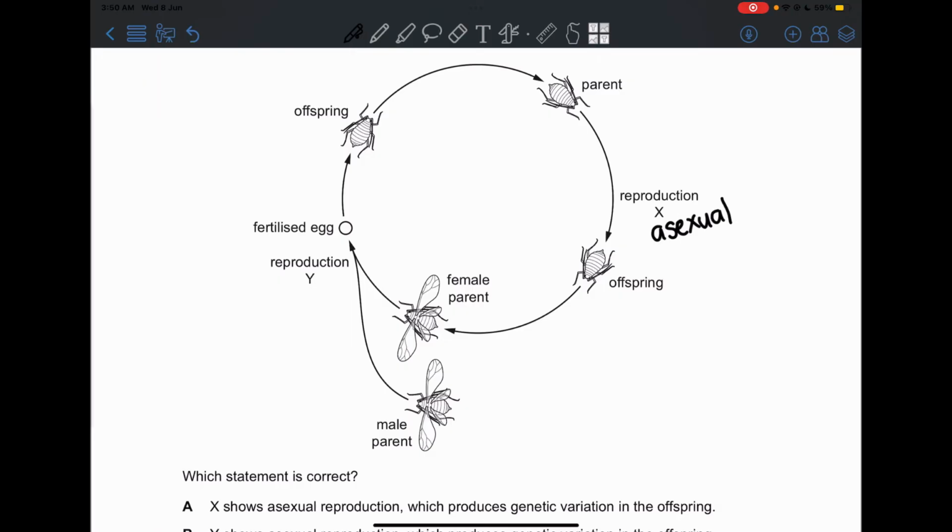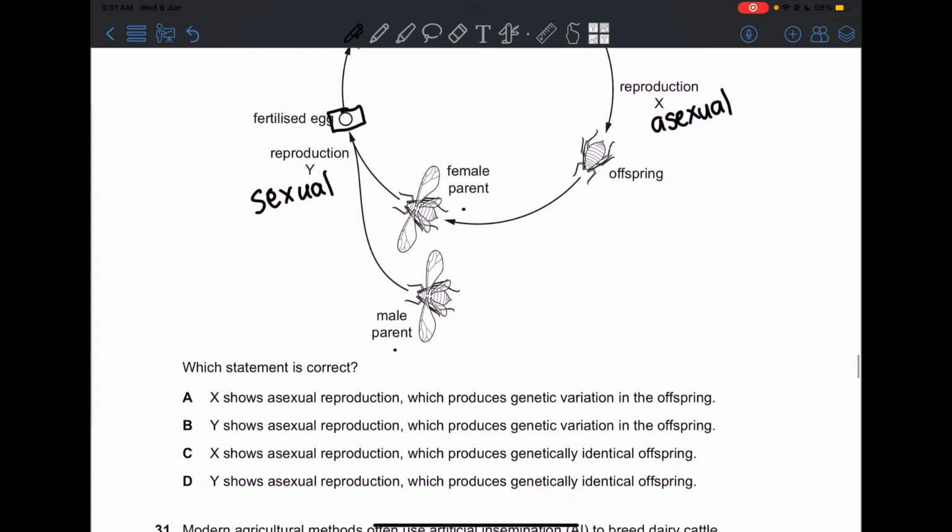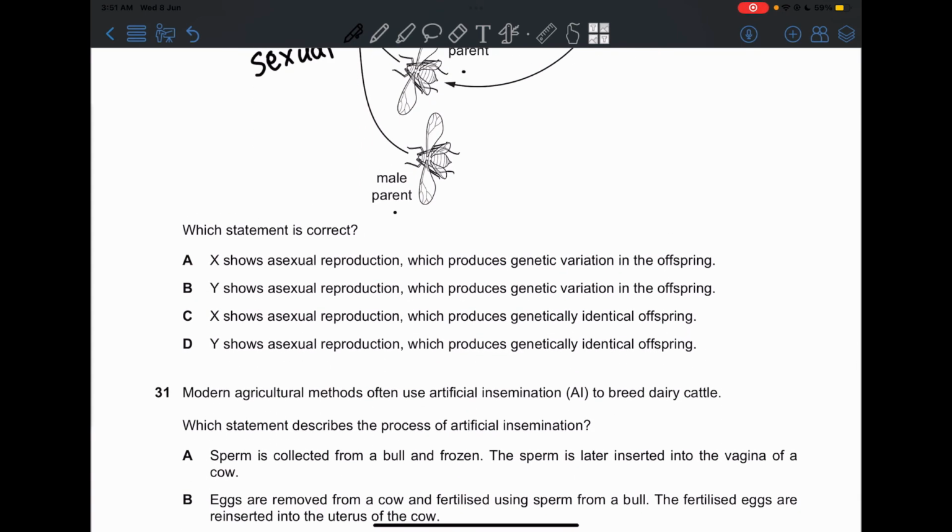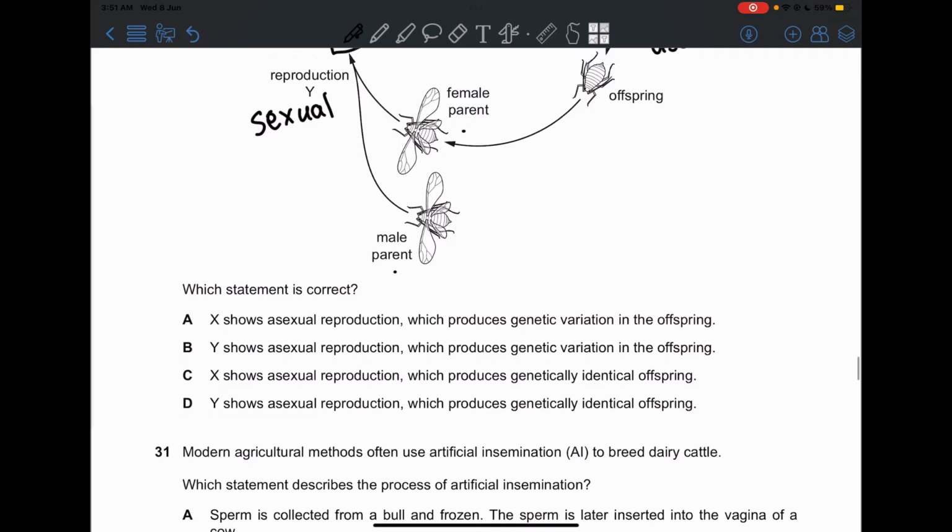Now for reproduction Y, it's actually going to be sexual reproduction. That's because over here it required two parents, a male and a female. So it resulted in the formation of a fertilized egg. So that is proof that it requires gametes. So that is going to be actually sexual reproduction. So let's look at the options. Now, of course, Y isn't going to be asexual, it's actually sexual reproduction, so this is not going to work. We're going to be choosing between A or C.